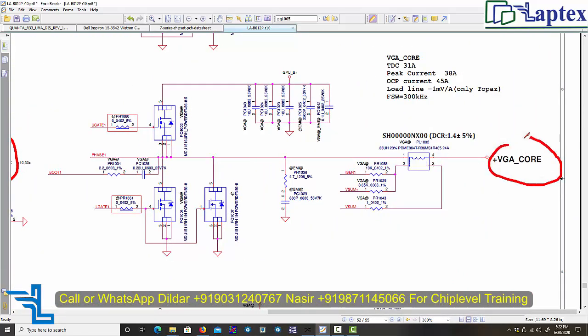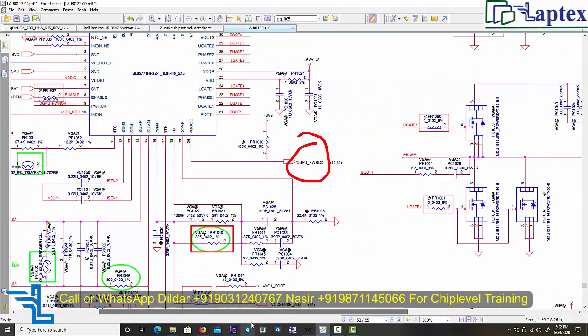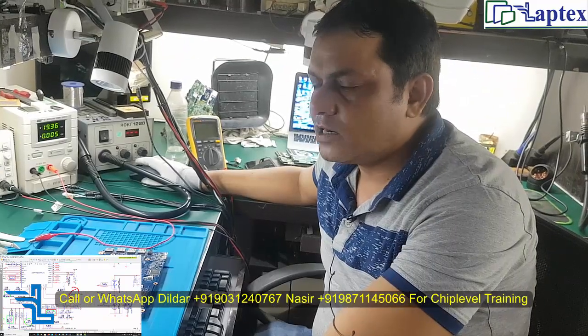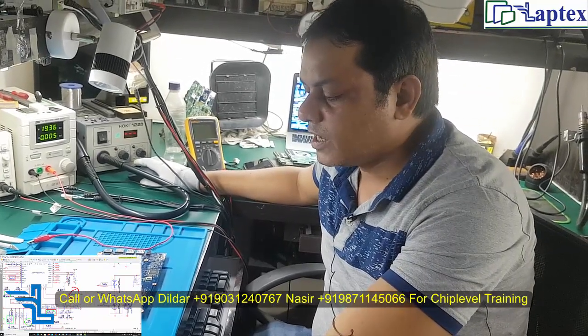So this voltage is not going to be produced in the motherboard. What you have to do is either offer your customer to replace the motherboard, or tell them that they can manage without graphics. So I will convert it to non-graphic and I will try to save this motherboard.